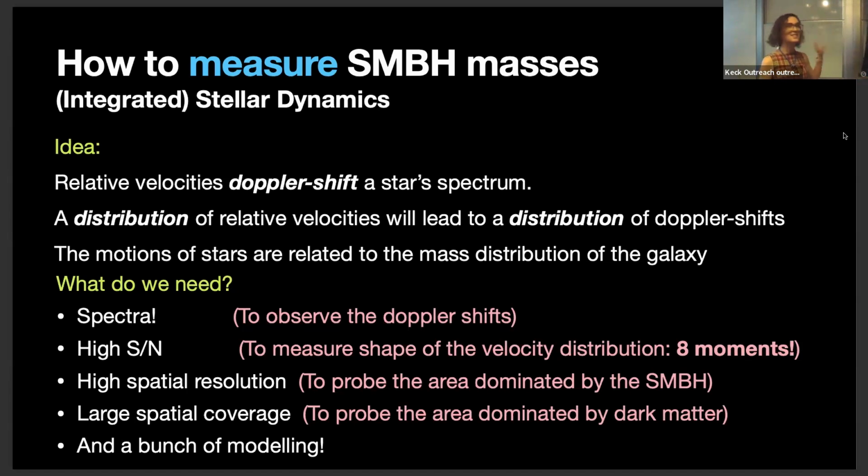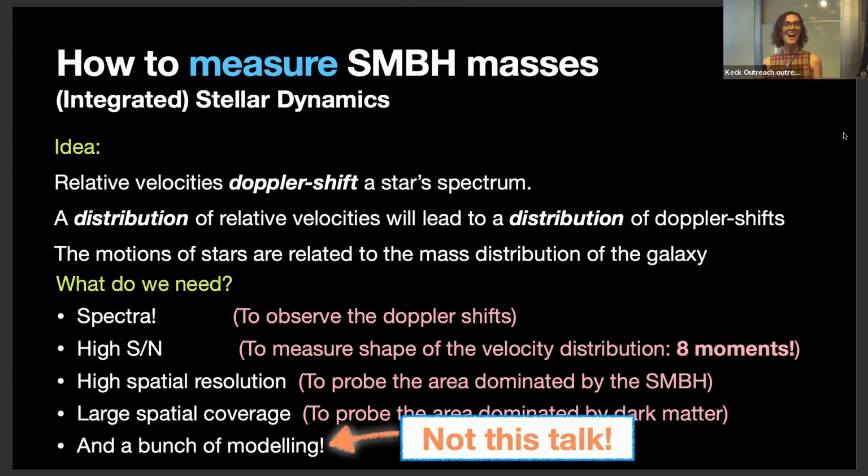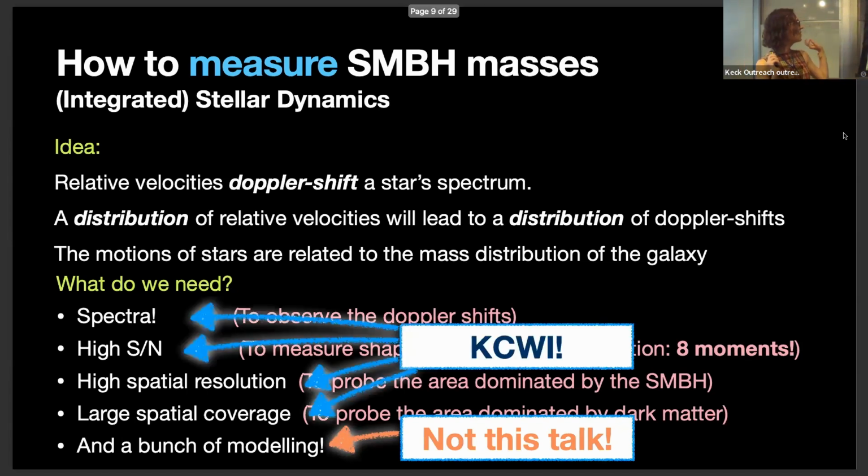And then finally, you need to do lots and lots of modeling. We use a technique called triaxial Schwarzschild modeling, which I'm not going to talk about today, but you can basically write a whole PhD thesis about that. Instead, I'll focus on the first 4 things, which are satisfied by KCWI.